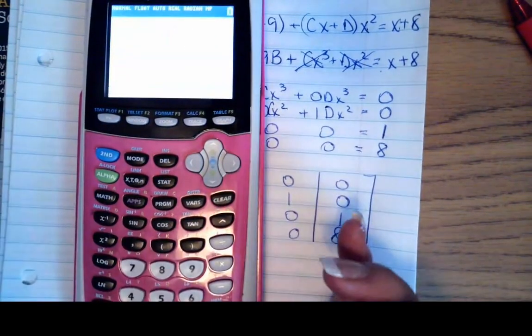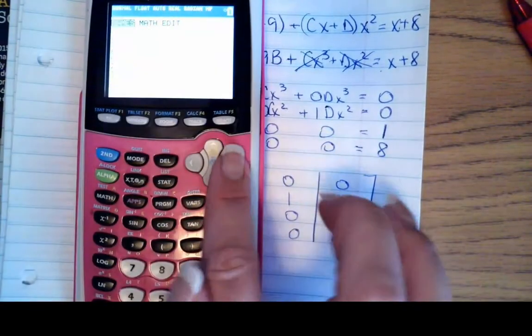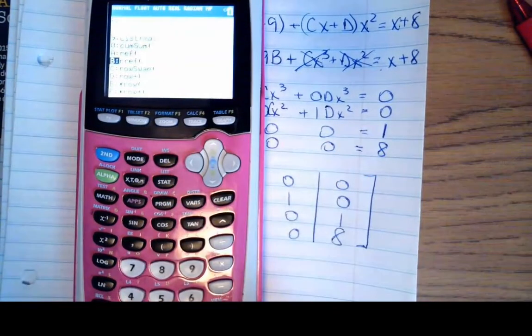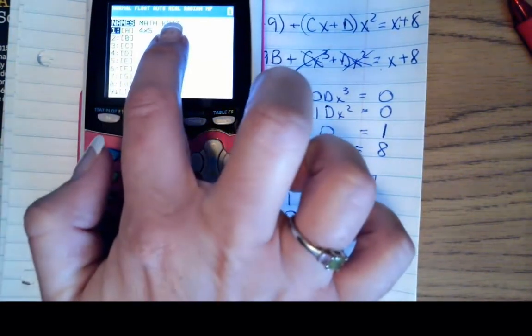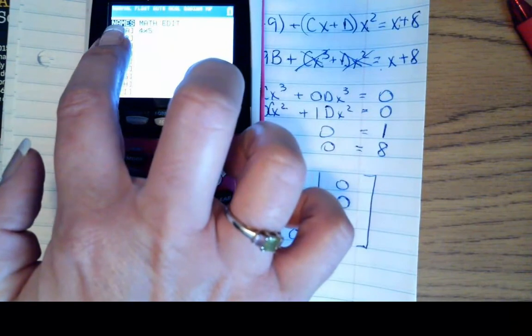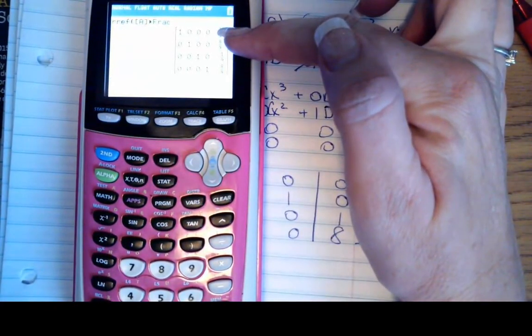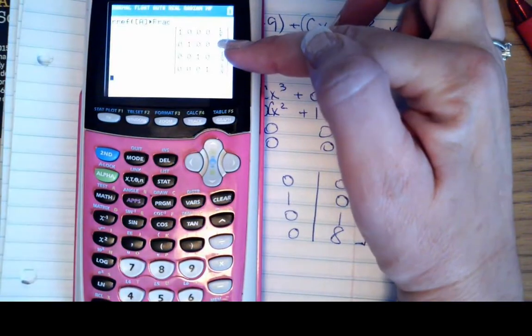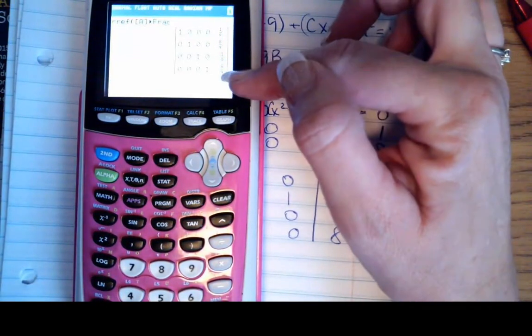I'm going to X out of there, come back in. So remember, go to edit first, then math. So I'm going to go over to math, scroll up to option B, which is reduced row echelon form. Go back into matrix. So I started with edit, then I went to math, and now I stick with names. So I want matrix A, and I want that in fraction form. And so what I have is an A value of 1/9, a B value of 8/9, which we said a while ago. My C is negative 1/9, and my D is negative 8/9.